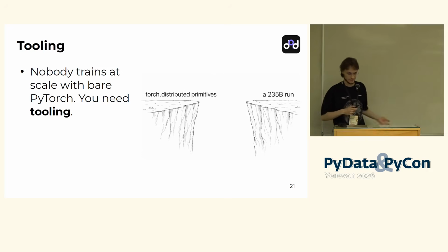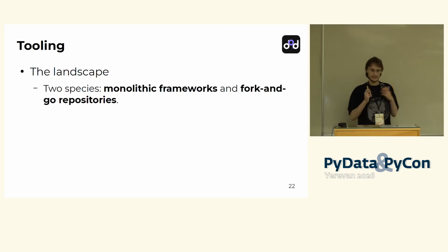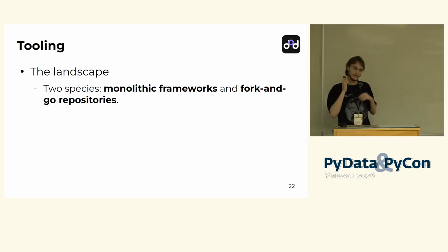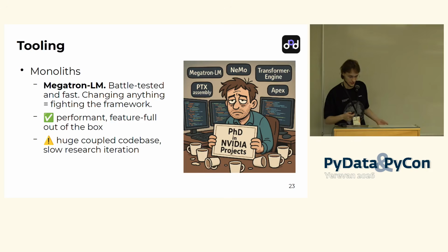We need some tooling for solving this. And now I see the landscape for this tooling in a way that we have two species, actually. The first one is monolithic frameworks, and another one is fork-and-go repositories.